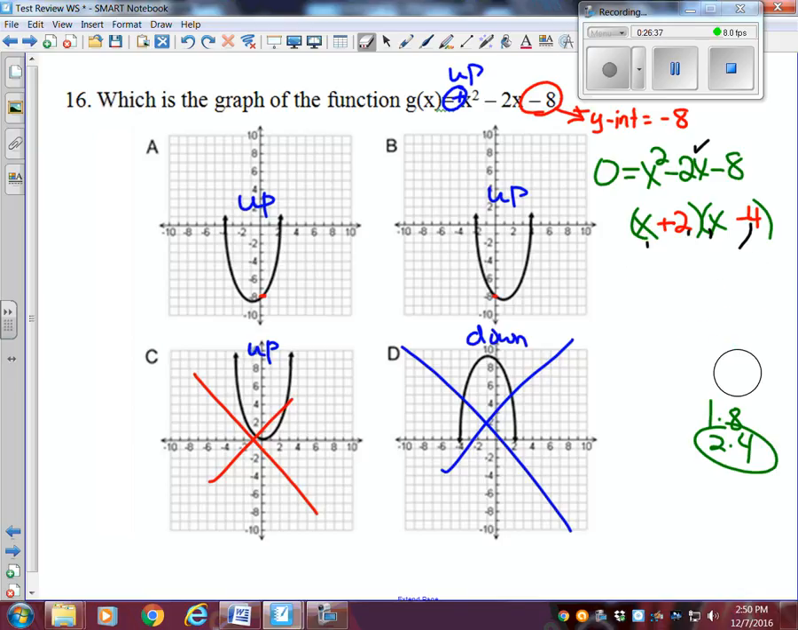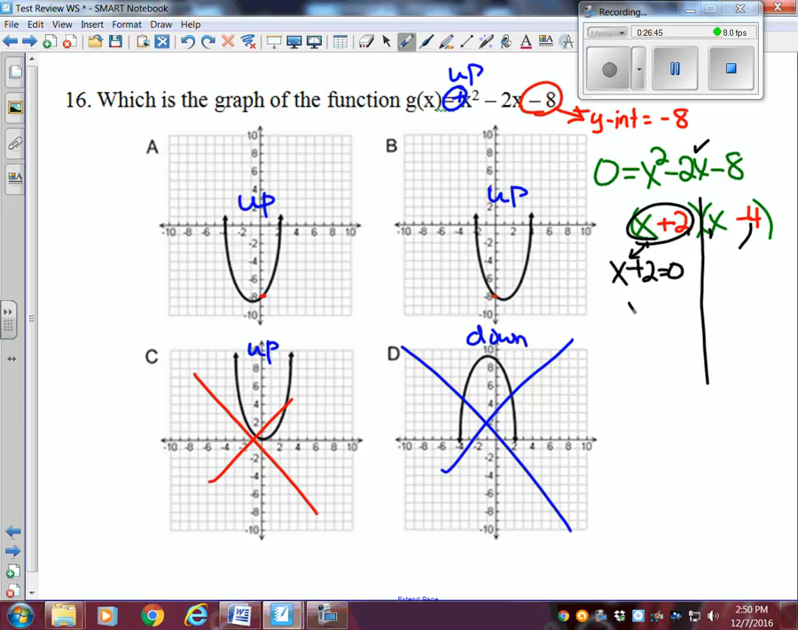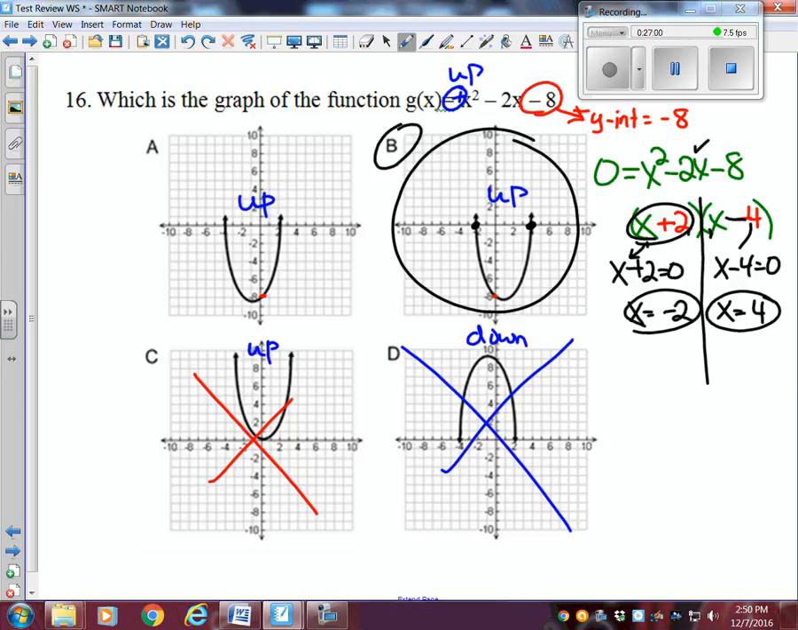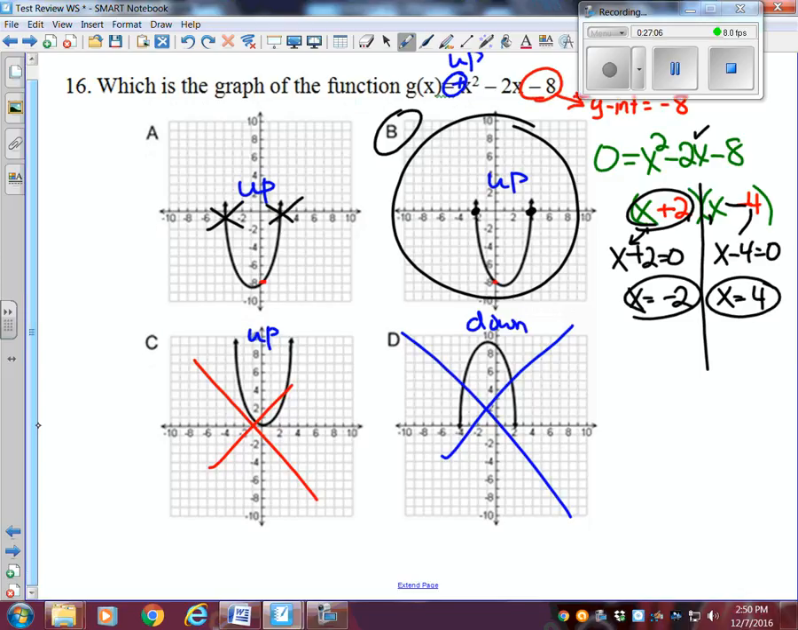So if I make this a clean slate right here, and I split down the middle, remember, set each equal to 0. x plus 2 equals 0 gives -2, and x minus 4 equals 0, x is +4. So I need -2 and +4. I believe B is correct because these two are in the wrong places. So make sure you go that extra step and solve so that you get the right answer.